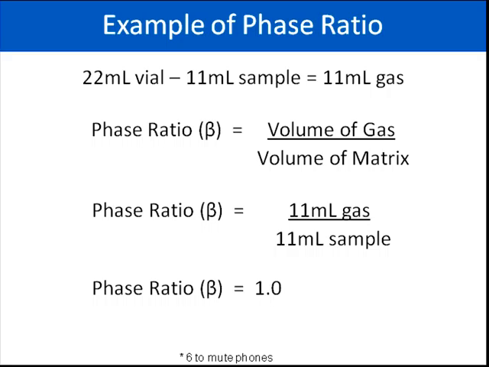Let's take another example. If I have a 22 mL vial and I'm putting a very small sample size in, such as 2 mL, that gives me 20 mL of gas. That makes my phase ratio very high. That gives me a phase ratio of 10.